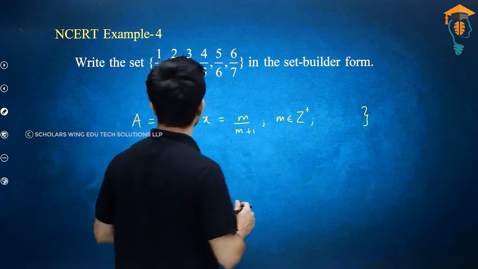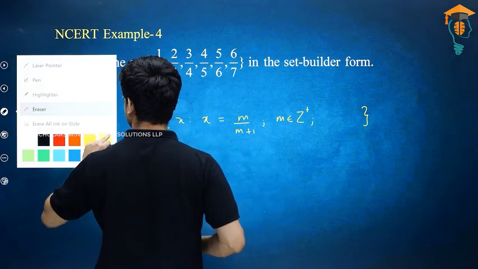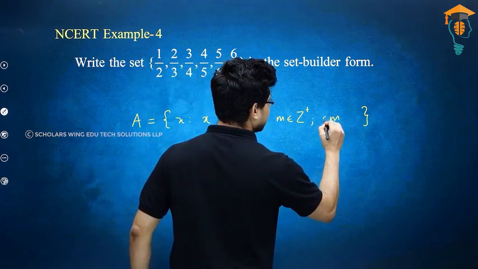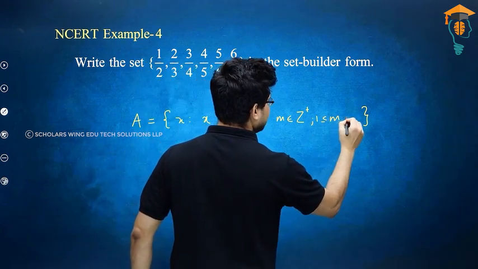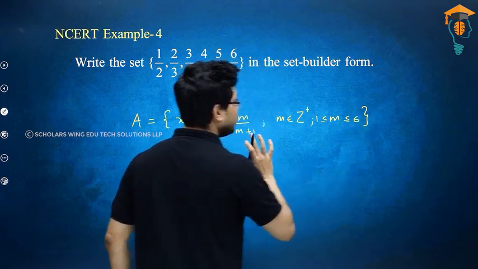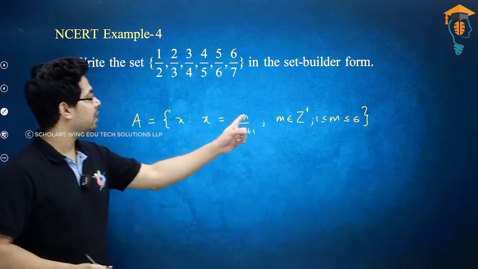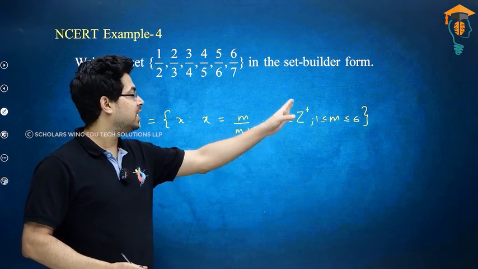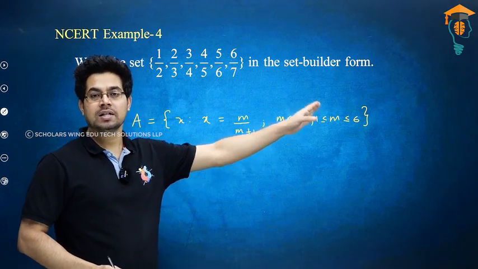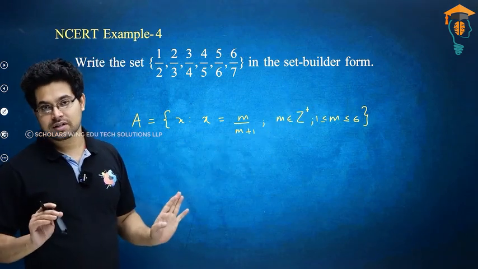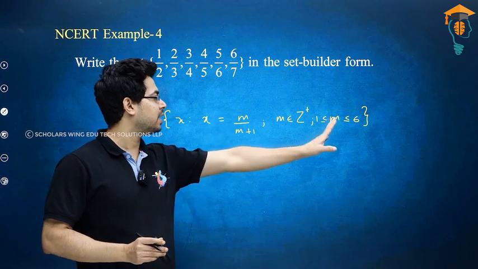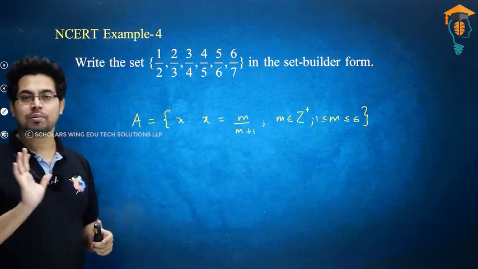That is why here I have written that m belongs to positive integer lying between 1 and 6. Or you can write this in words also, that m after this semicolon, that m belongs to positive integer lying between 1 and 6, including both 1 and 6. That way also you can do, or mathematically also you can write it in this manner. I hope this is clear.